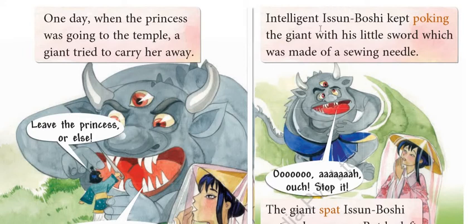So now the story is, intelligent Ishubosi kept poking the giant with his little sword, which was made of a sewing needle. Ishubosi was very intelligent, though he was tiny. He started poking the sword into the mouth of the giant, as the giant tried to gobble him. As the giant put Ishubosi inside his mouth, Ishubosi continuously kept poking with the needle on his tongue and in his throat, everywhere. Throat means the portion from where the food goes into the stomach. So Ishubosi, without getting afraid, used his mind and started beating the monster with his needle.